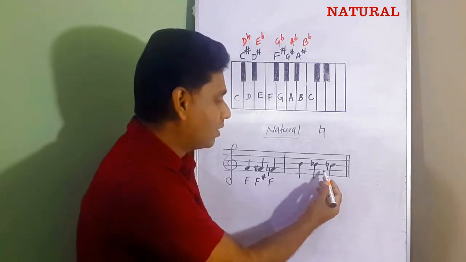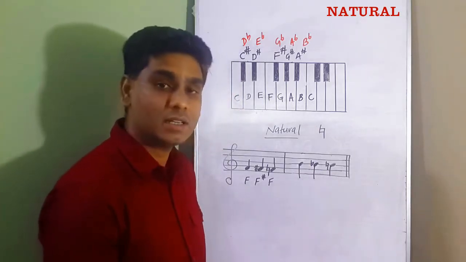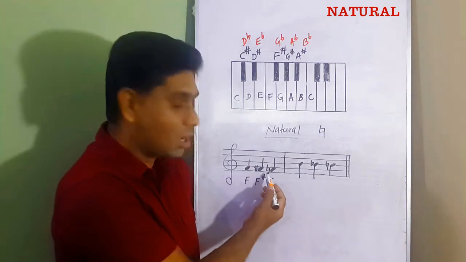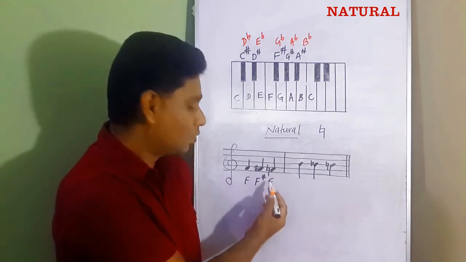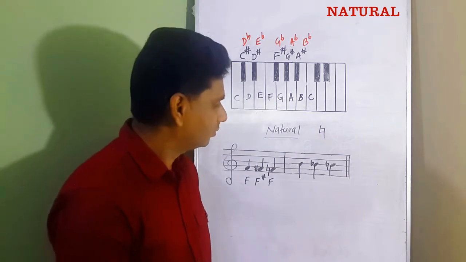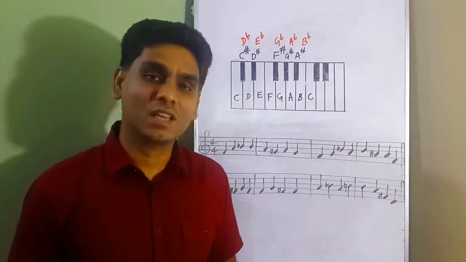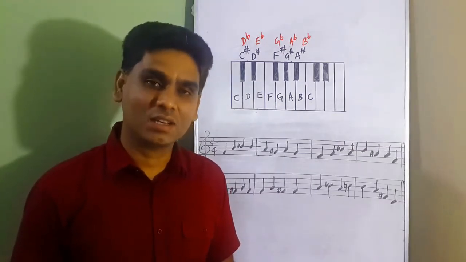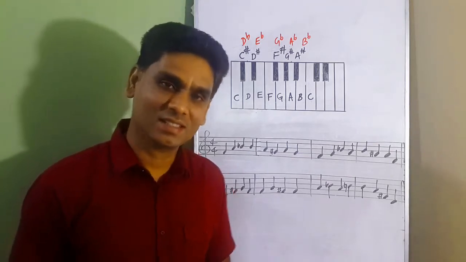Look how do I write the natural symbol on a line. And look how I write the natural symbol on a space. Now let's do a small assignment to have a better understanding of accidentals.